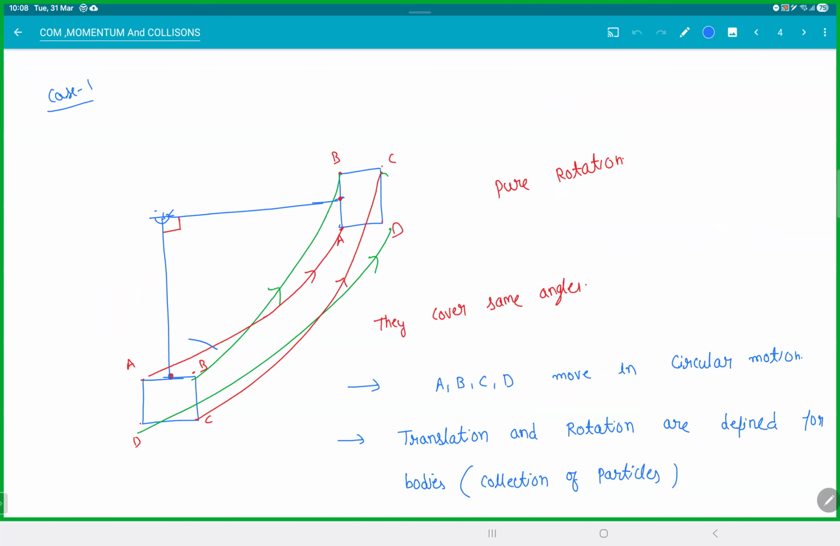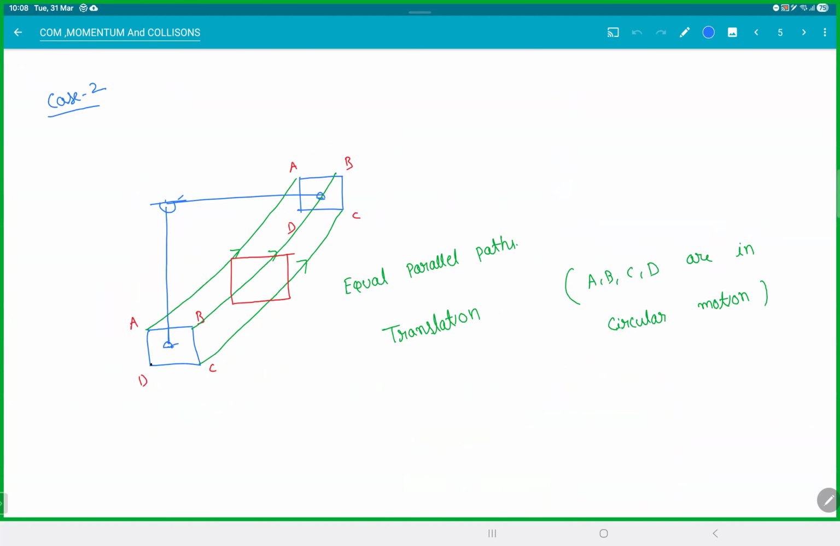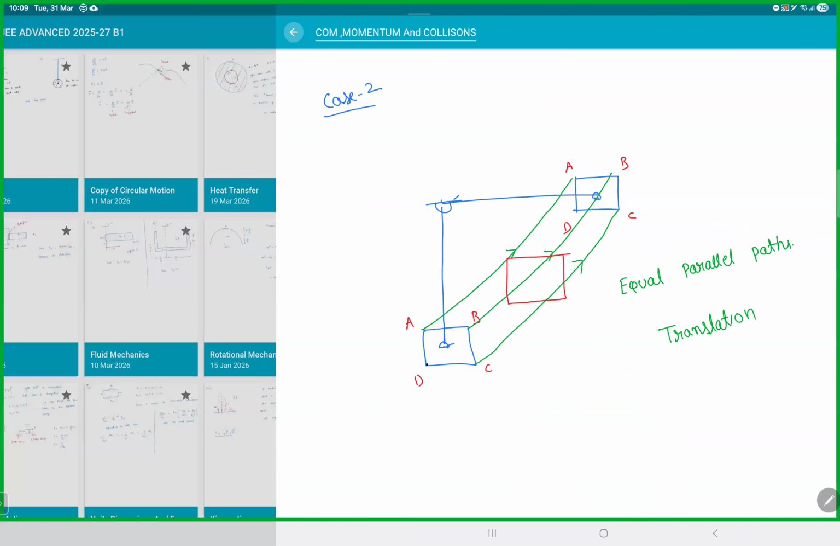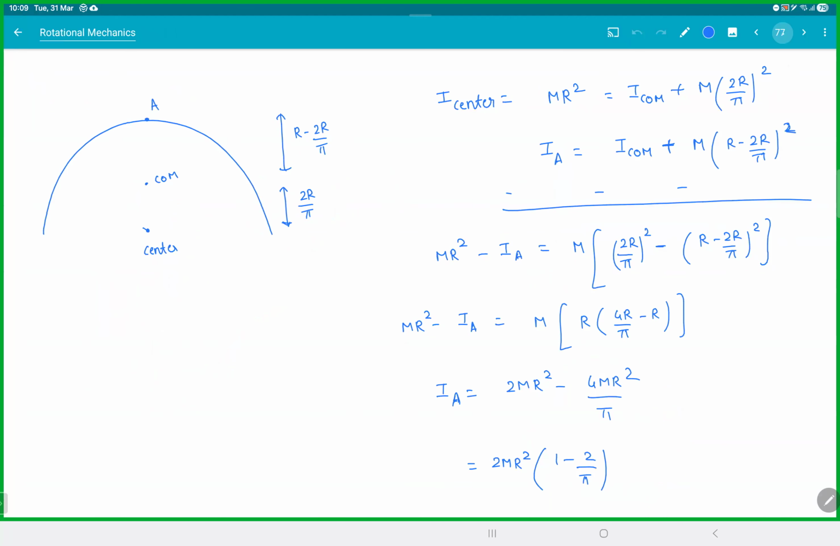Look at this orientation here. ABCD became BCAD. In case 2, if you see, ABCD remained ABCD. This is pure translation. So when you're free to rotate, that thing in the middle doesn't rotate. The second time you encountered this was in rotational mechanics.